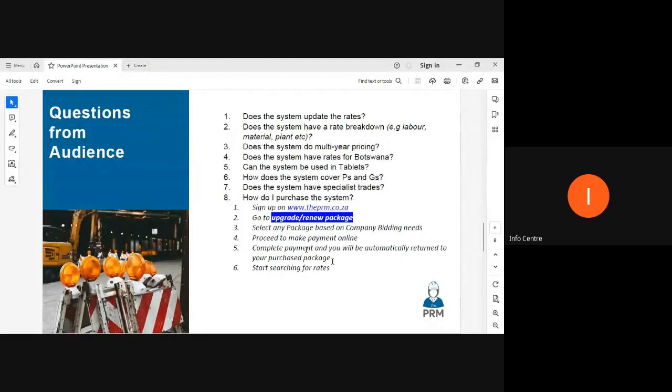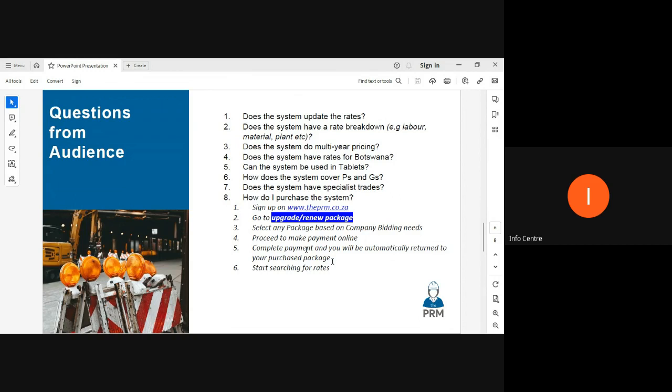So first question, does the system update the rates? Yes, the system rates are updated continuously, and you always receive notifications when the rates are updated. It will tell you which service category is updated and which rates are updated. So you'll always have that, and when you log into the system, it will also give you that notification.